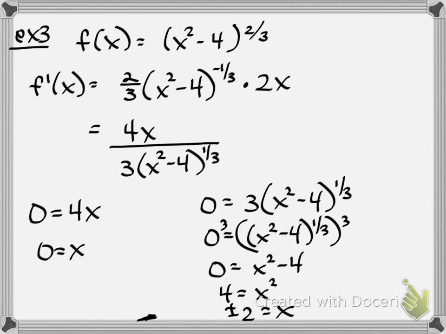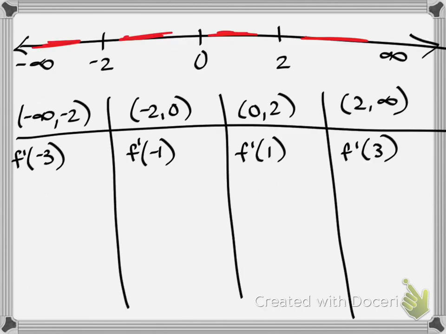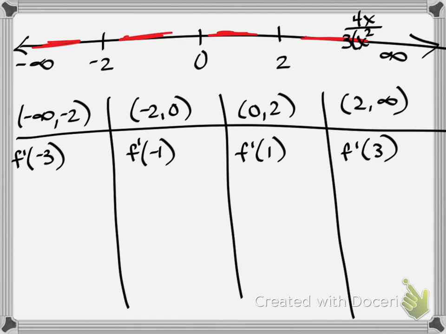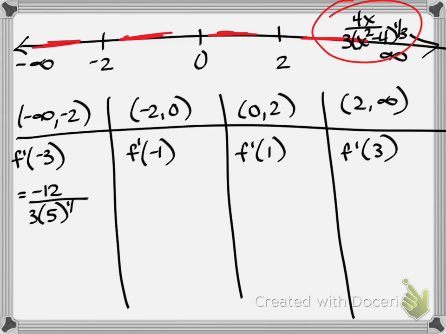And our derivative, 4x over 3 times (x squared minus 4) to the 1/3. Okay, so this is our derivative. So you plug that in. You plug in a negative 3, and you're going to get negative 12 over 3 times 3 squared is 9. 9 minus 4 is 5. It's all positive. Negative divided by positive is negative, so we're decreasing. Draw that little decreasing curve.